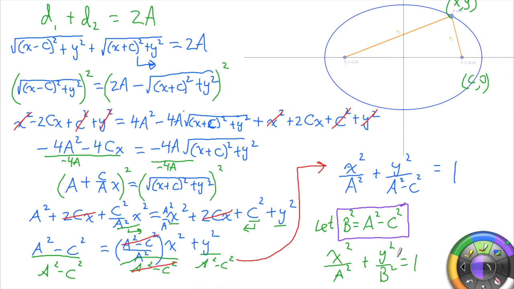Now this is for an ellipse that has its major axis along the x-axis if a is bigger. Its major axis is along the y-axis if b is bigger. So it really depends on who's bigger here, depending on who's the major axis. So if a is bigger than b, the major axis goes horizontally. If b is bigger than a, then the major axis goes vertically.